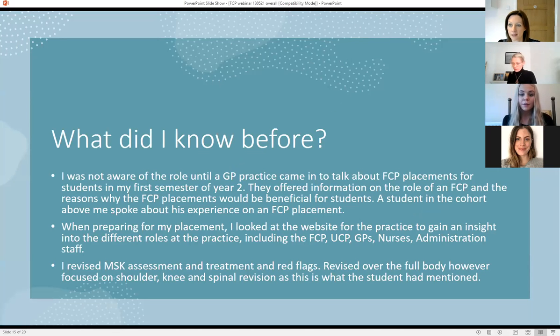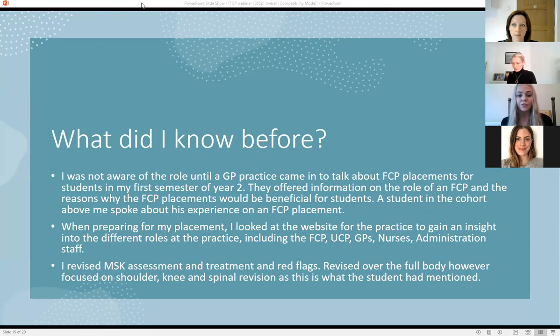Okay, so in terms of what I knew before about FCP and that type of role, I wasn't actually aware of the role. When I first started my first year of physio, I wasn't really aware of the emerging role, obviously with it being such a new advancing area of physiotherapy practice.